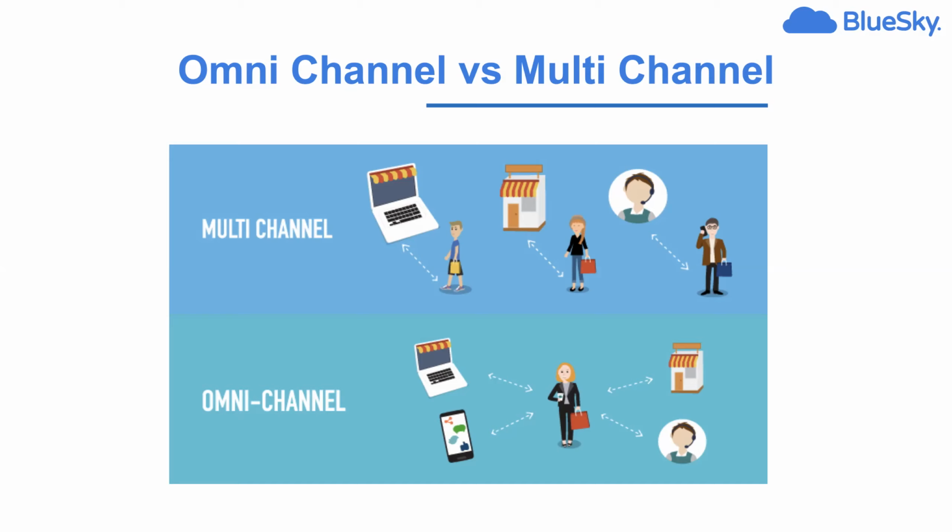And you'll see the physical shop is there as well. That hasn't gone away. It's just another channel in the process. So the key takeaway here is that channel hopping between the different channels is what omni-channel is all about.